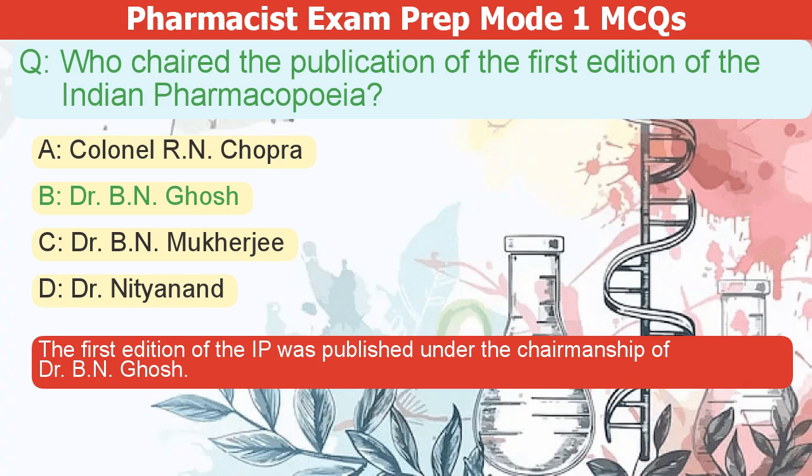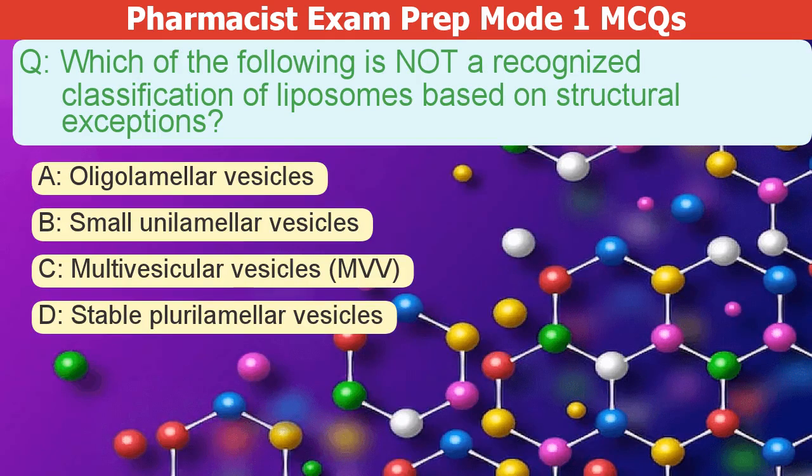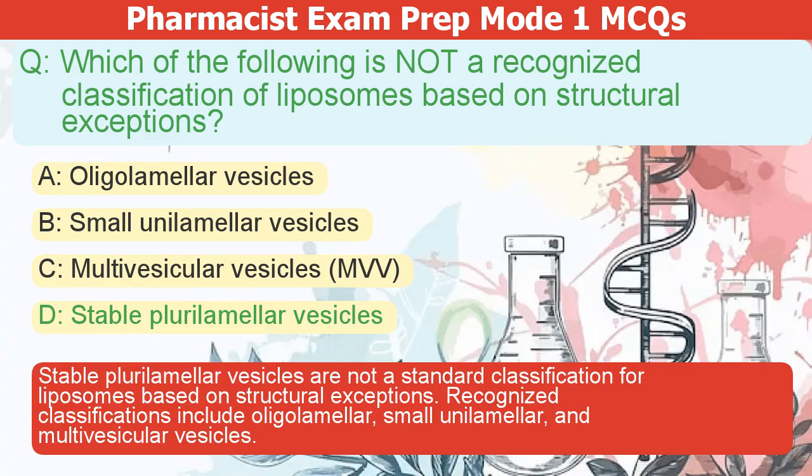Which of the following is not a recognized classification of liposomes based on structural exceptions? A. Oligolamellar vesicles, B. Small unilamellar vesicles, C. Multivesicular vesicles, MVV, D. Stable plurilamellar vesicles. The correct answer is D. Stable plurilamellar vesicles are not a standard classification for liposomes based on structural exceptions. Recognized classifications include oligolamellar, small unilamellar, and multivesicular vesicles.